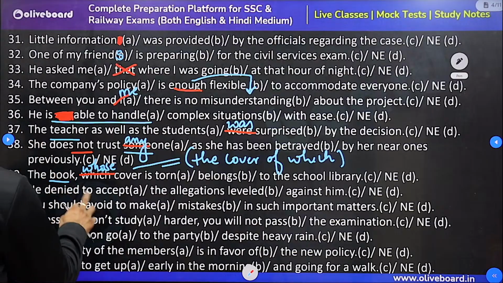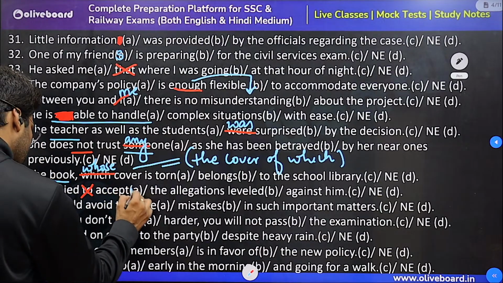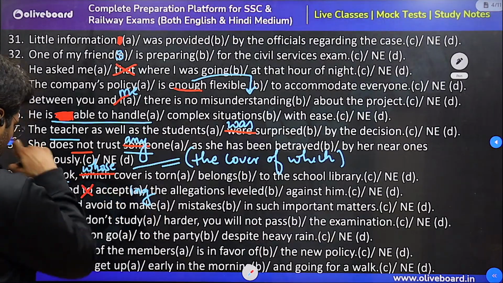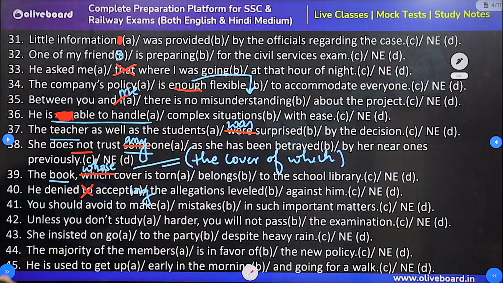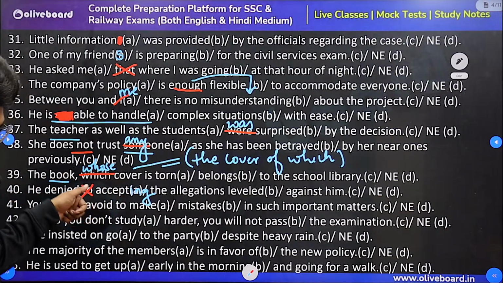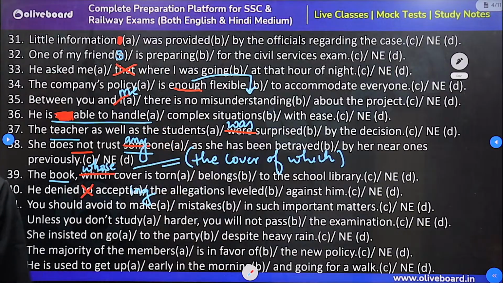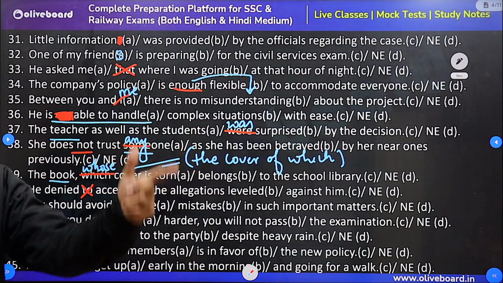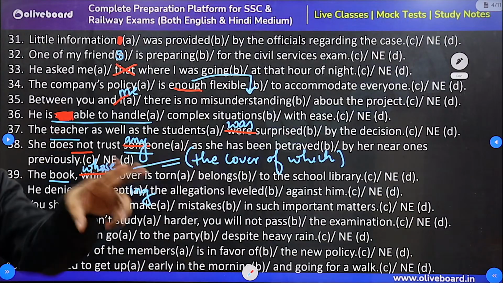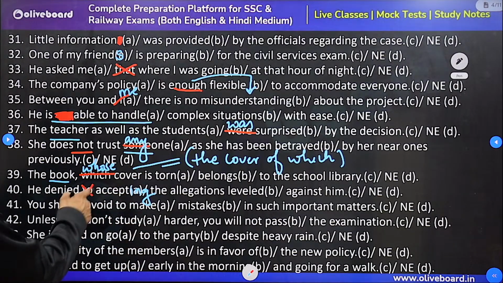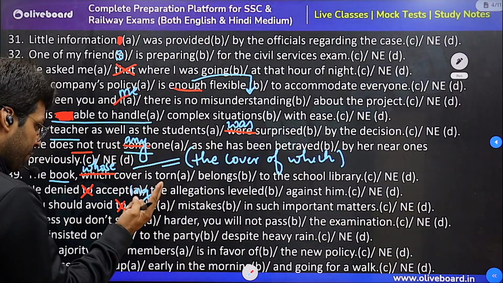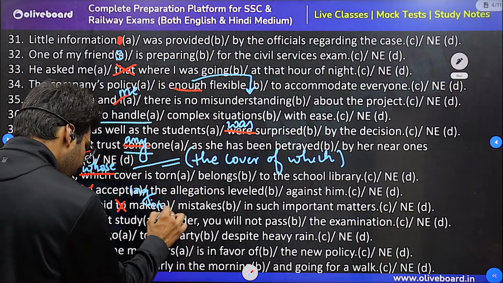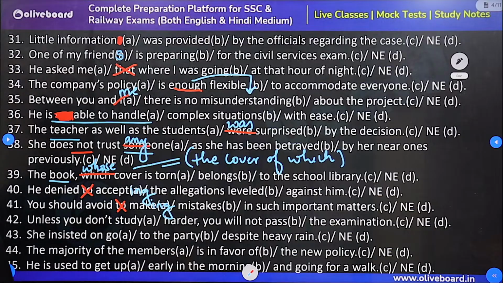Deny and everyone takes an ing form. He denied doing this. Refuse takes an infinitive, but deny takes an ing. He denied committing a crime. He denied turning the fan off. He denied doing this or that. It takes an ing always. Avoid takes an ing. You should avoid overwriting on a check. You should avoid making mistakes.